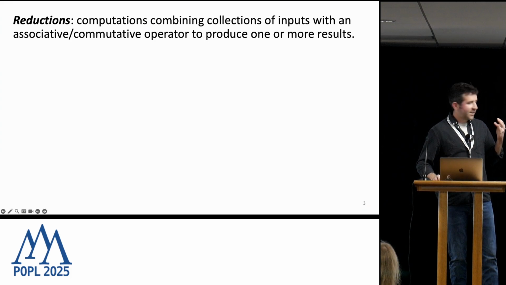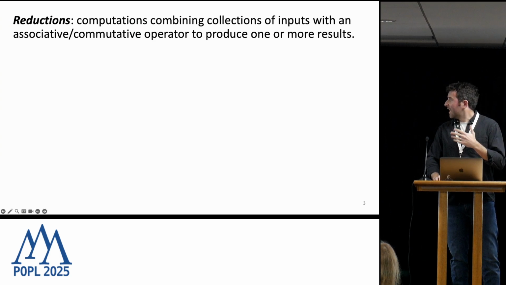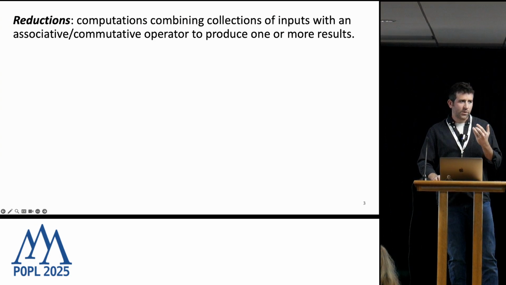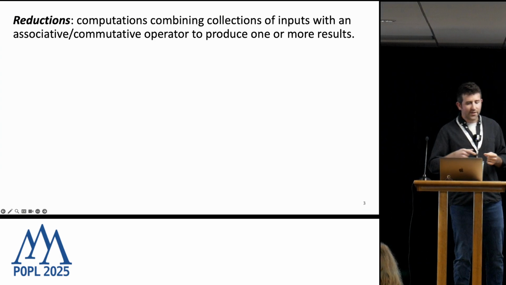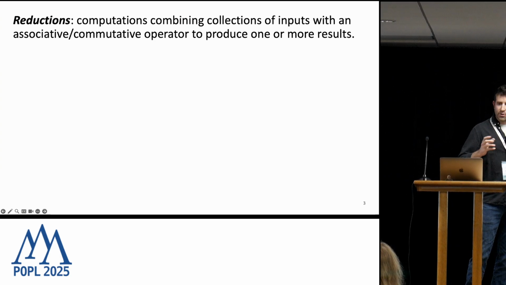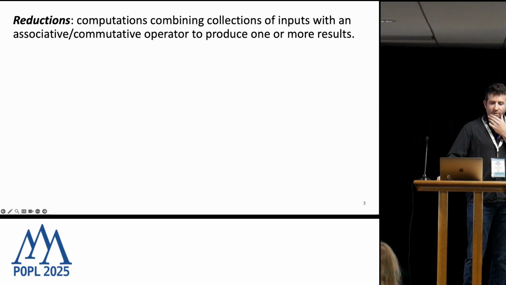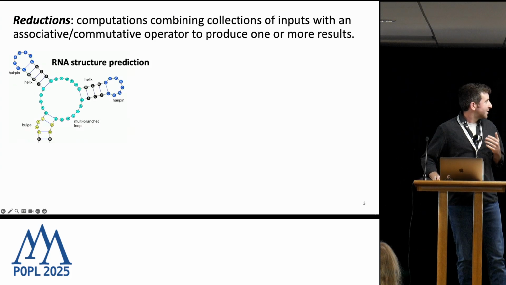Just to set the stage for the context of what we're talking about, with reductions we're talking about computations that combine collections of inputs, often with an associative or commutative operator, to produce one or more results. Think accumulations. These are ubiquitous. They appear all over the place.